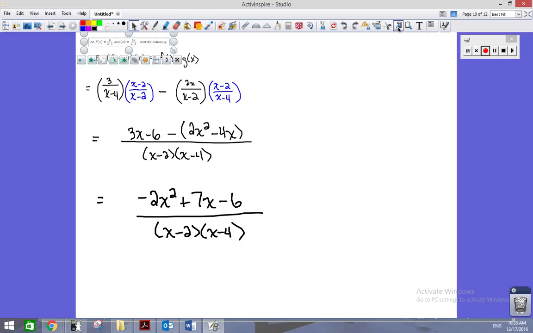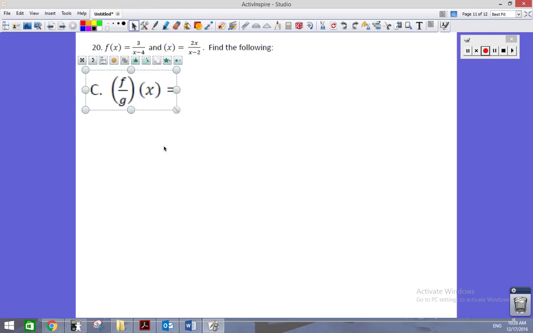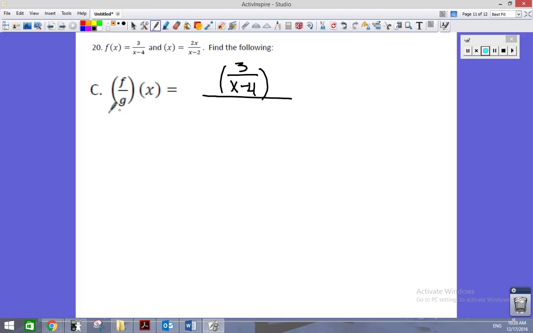Let's take along our functions for this next part, part C. So again, they could have called this anything, but they called it f over g because they're telling us how this function was built. And the numerator is f. Well, f itself is a fraction, and the denominator is this fraction 2x over x minus 2.